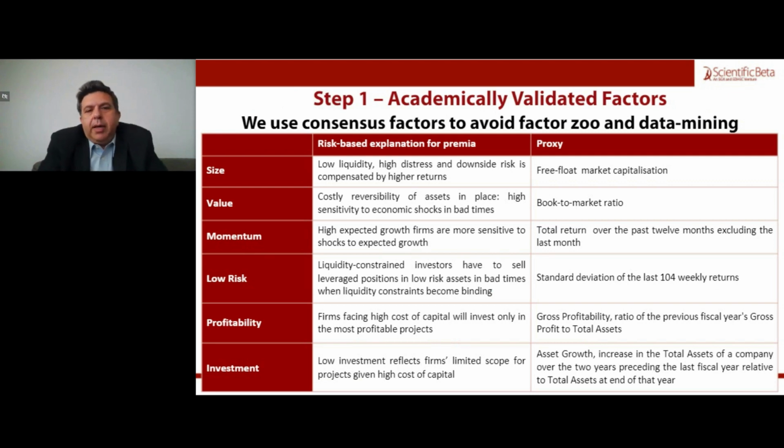So step 1, academically validated factors. I won't say too much on this slide because Felix has gone into quite a bit of depth on this. But what I want to stress here is that, in essence, as we talked about, if factors are prevalent in emerging markets, in the US and developed markets, essentially what that means is that if a country has a functioning capital market, the behavior of the companies in that market will be explained to a greater or lesser degree by these factors, right?